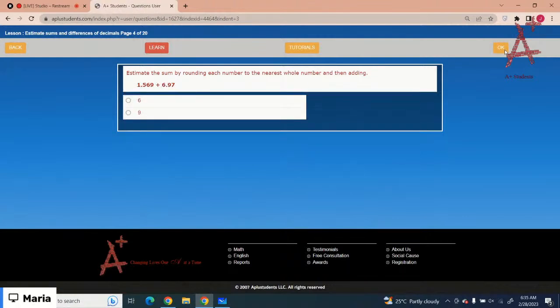Okay, the next one is 1.569 and 6.97. So which is the correct option? 1.569 is rounded off to 2, and 6.97 is rounded off to 7, and 7 plus 2 makes 9. Got it? So the correct option for this one is 9.